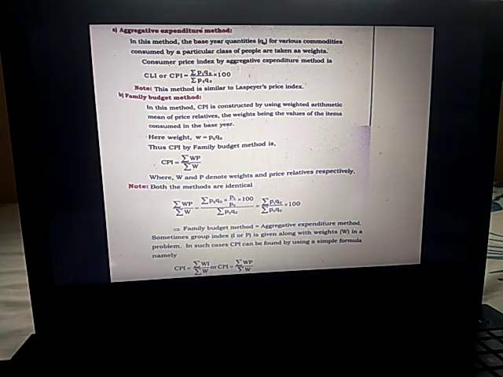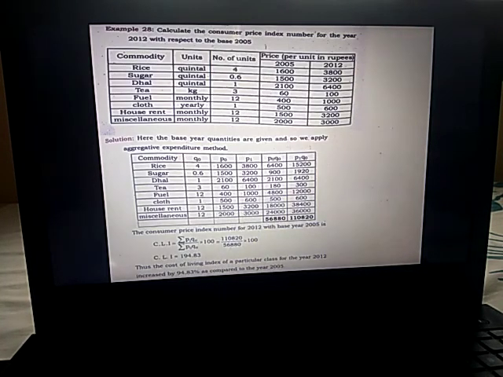Sometimes a group index is given along with weights in a problem. In such cases, the consumer price index can be found by using a simple formula, namely CPI equals summation WI divided by summation W, or CPI equals summation WP divided by summation W. We will see an example now.